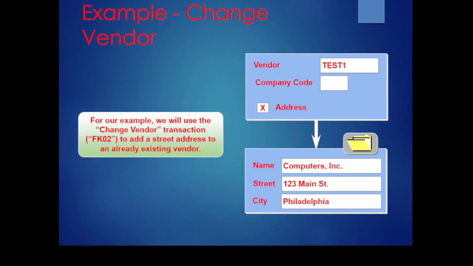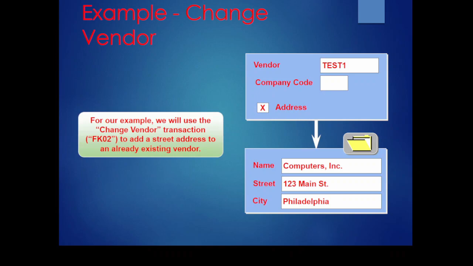In our example, we will need to fill the vendor number field with the already existing vendor. Check the address checkbox. The field name is RF02K-TO110.